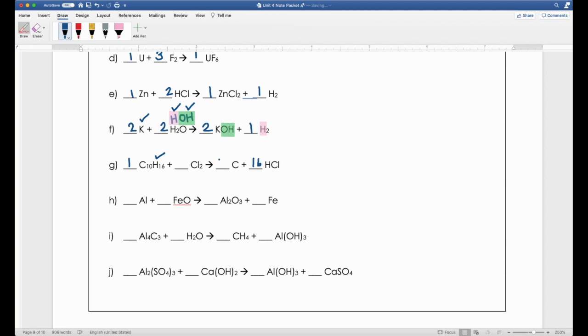Well, hopefully you would say you'd have to have 10 carbons on my product side. And what number has to go here? Well, if I have 16 chlorines, how many groups of 2 gives me 16? Hopefully you would say 8. That is now balanced.